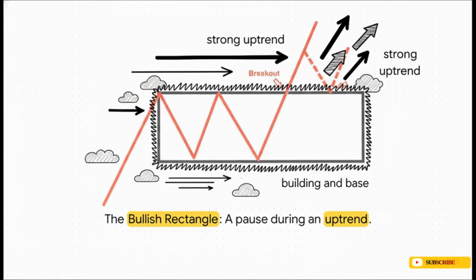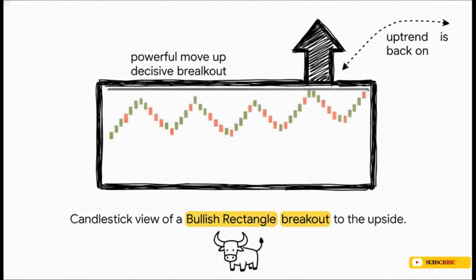The market's in a strong uptrend, but then it pauses, trading inside that little support and resistance box. This isn't really a sign of weakness. It's often just the market taking a healthy breather before the next leg up. The chart shows this perfectly. You've got a powerful move up, then a period of sideways chop inside that rectangle, and then a really decisive breakout above the top of the box. That breakout is the signal that the pause is over and the uptrend is back on.